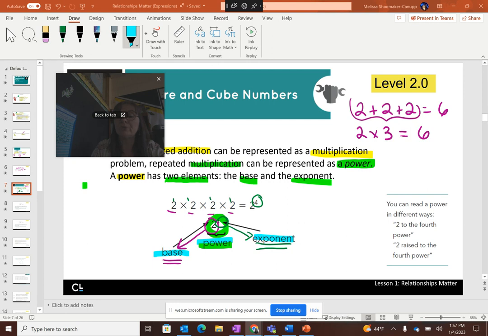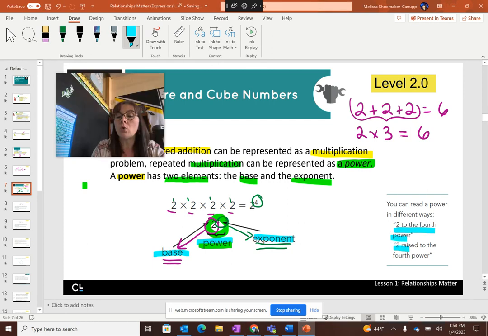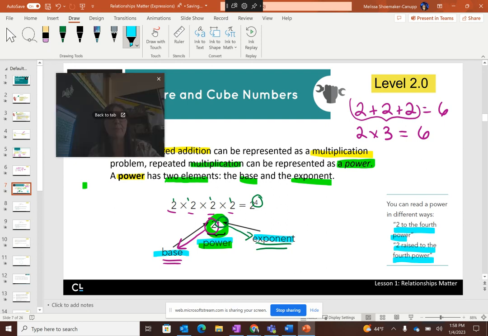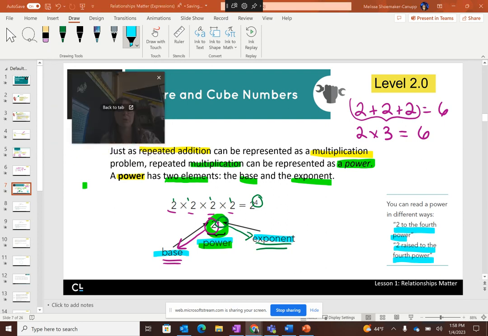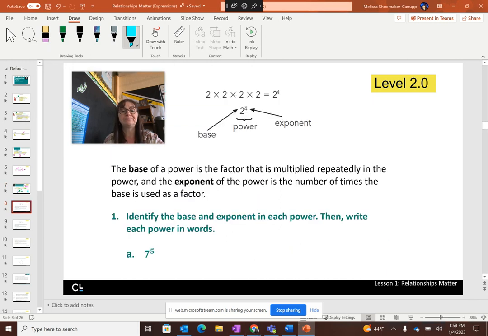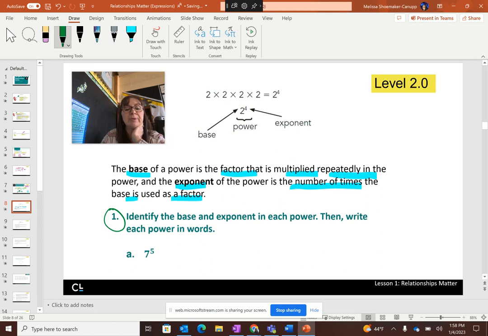You can read a power 2 different ways: 2 to the 4th power, or 2 raised to the 4th power. You want to become a little bit familiar with those ways to say the problem. Okay, so take a moment, get those 3 words in your glossary. I'm going to keep moving. The base of a power is the factor that is multiplied repeatedly. The exponent is the number of times the base is used. I just kind of explained that to you. For instance, on number 1, identify the base and the exponent. 7 is the base.